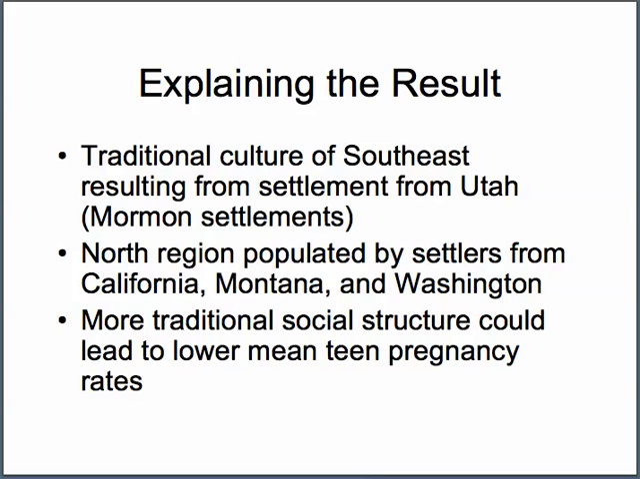We can conjecture that the cultures of the two regions are different, based on settlement patterns. The Southeast region was largely settled by Mormon pioneers, while the North region was largely settled by pioneers from California, Montana, and Washington State, who do not have the same religious tradition. There are very few people of the Mormon faith in the North region. The more traditional culture of the Southeast may be an explanatory factor in our independent samples t-test result. It's quite possible that these cultural differences filter their way down the mean teen pregnancy rate.